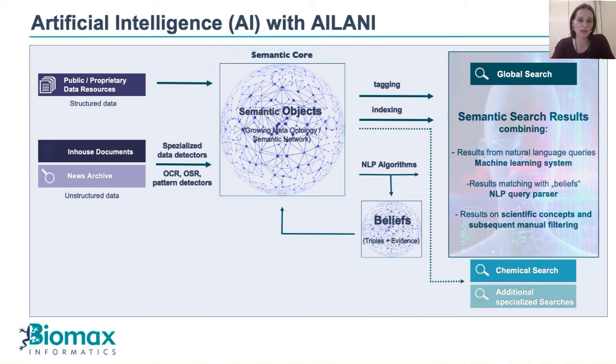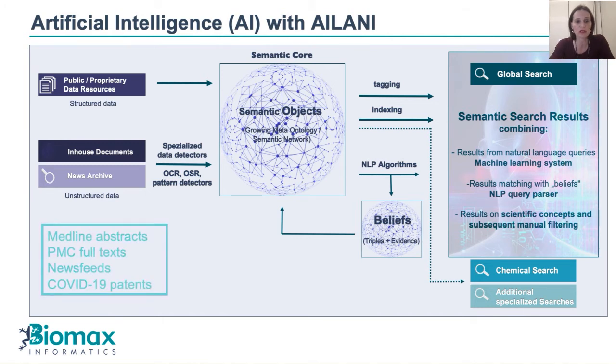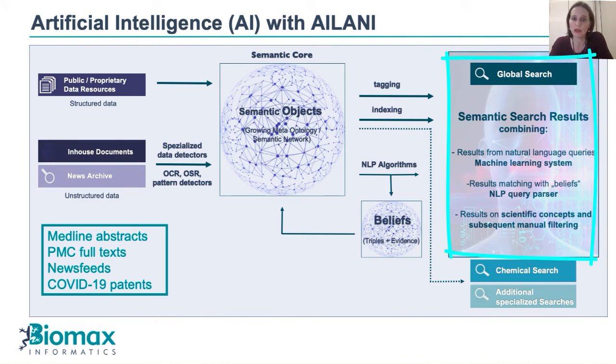Here on the left, by adding structured data or unstructured data, which is text, for instance, from the Medline abstracts, PubMed Central full text articles, news feeds, or lately we also have integrated COVID-19 specific patents. And this data is then subjected to specialized data detectors and integrated in this semantic network, which then through tagging and indexing is made available for search.